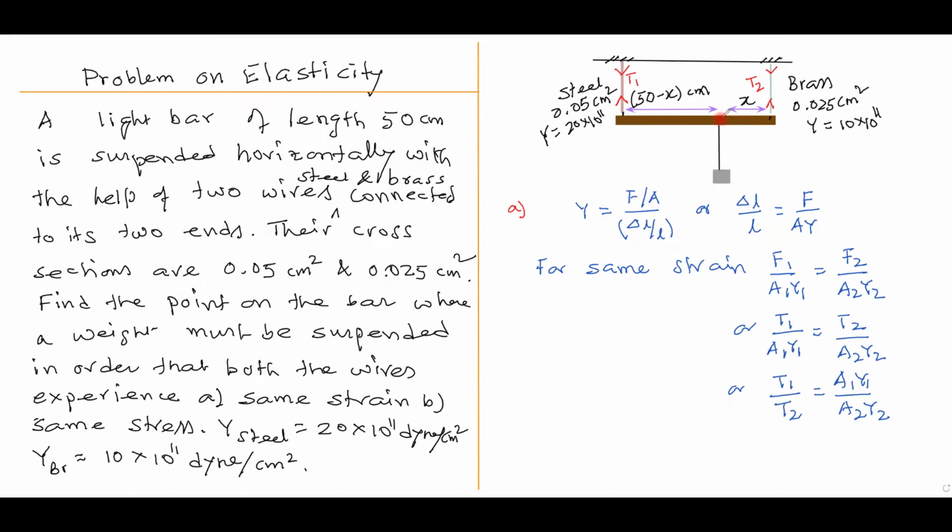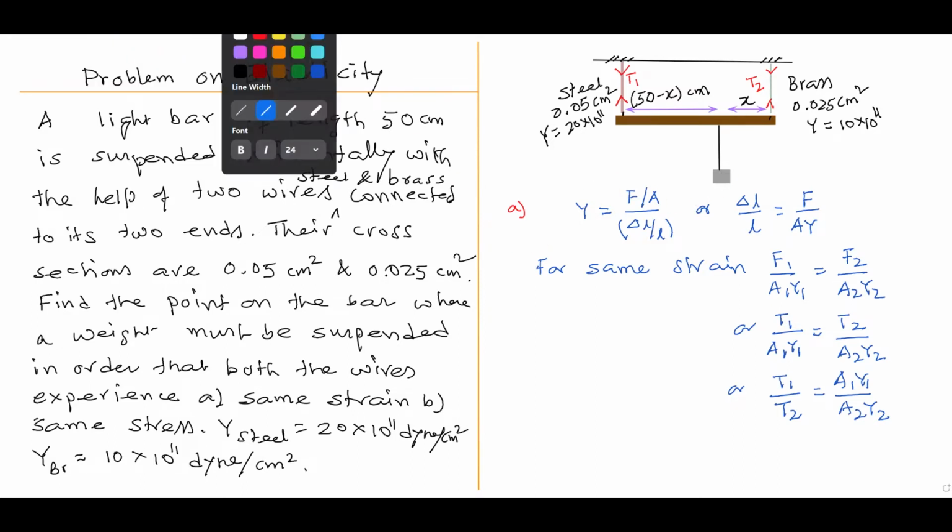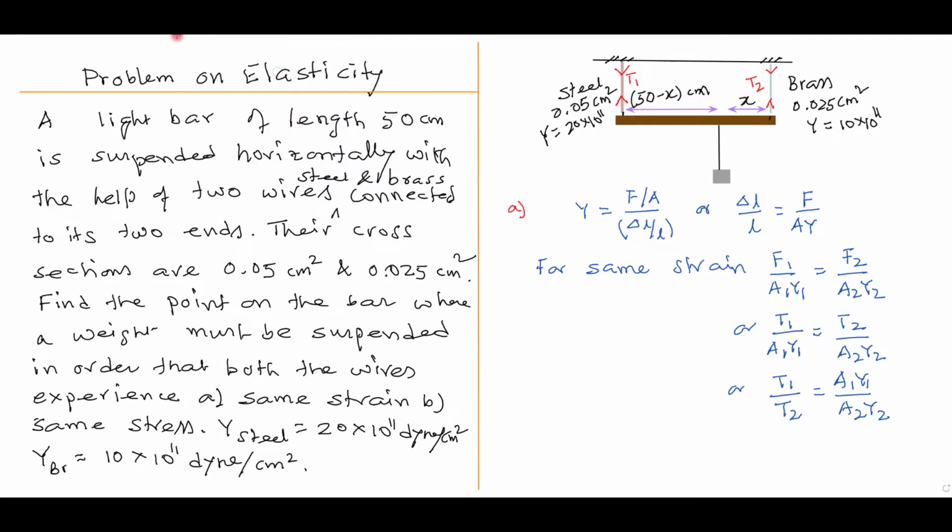That this rod is in equilibrium. So go back to rotational dynamics. Net torque equal to 0. Good. So we'll apply that condition for rotational equilibrium, that net torque equal to 0.